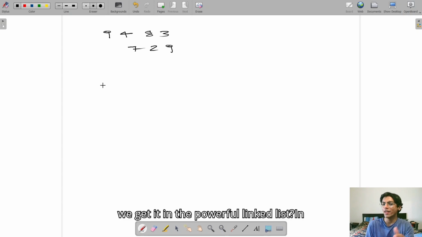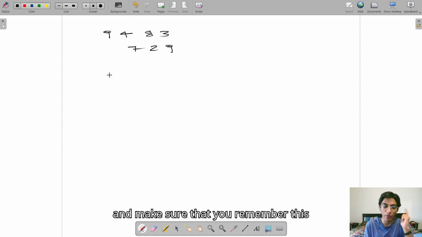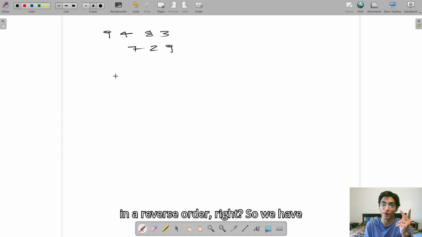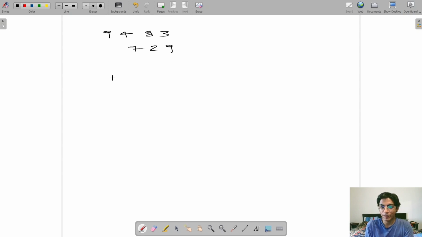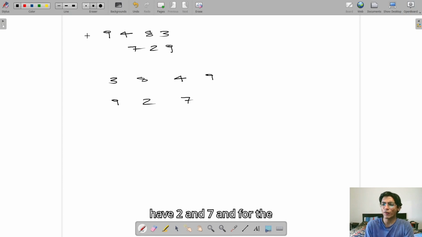How do we get it in the form of a linked list? In the form of a linked list, make sure that you remember this point, that the linked list is given to us in a reversed order, right? So we have 3, and in the second list we have 9, then we have 8, 4, followed by 9 as the last digit, then we have 2 and 7, and for the sake of clarity, I'll add another digit over here, something like this.